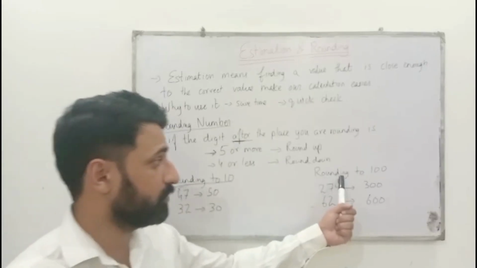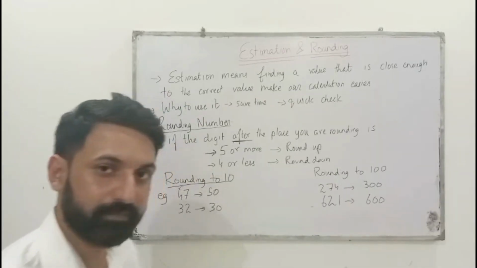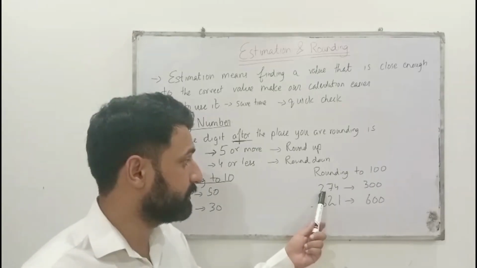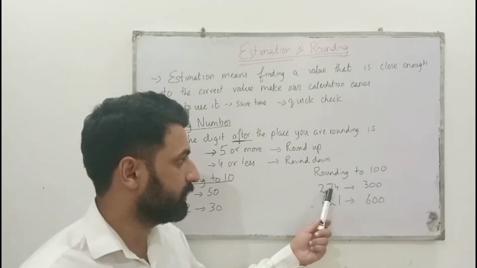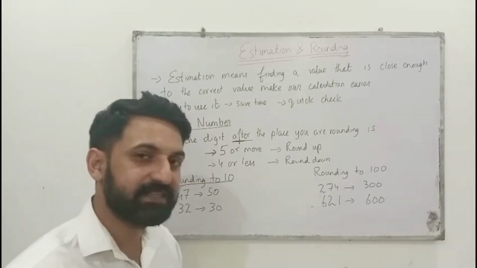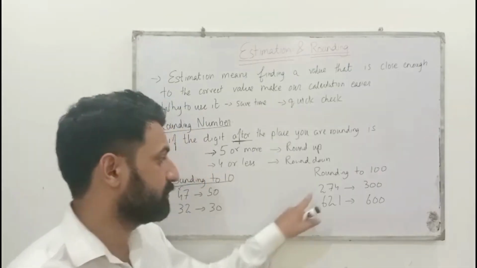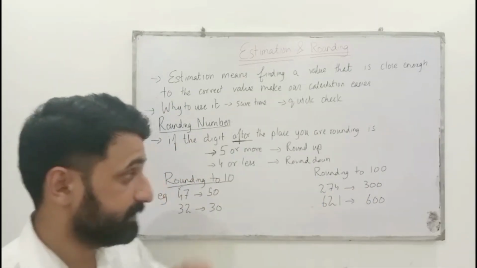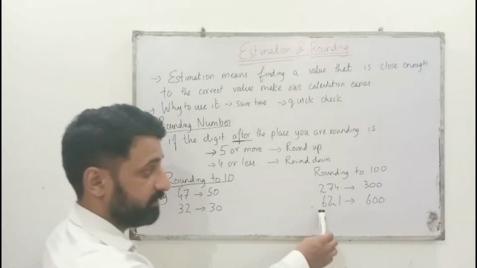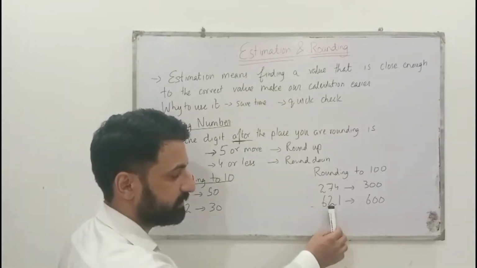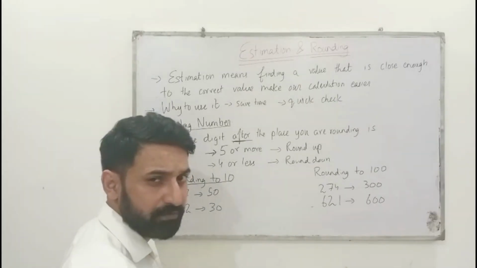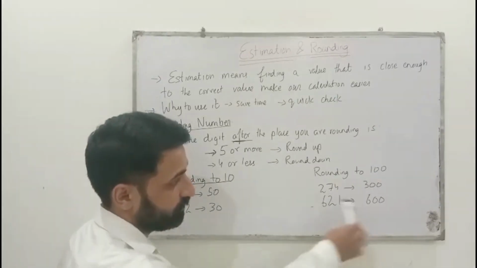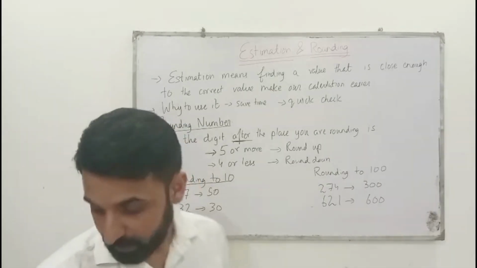Now we will talk about rounding to 100. Here you see, this is the hundreds term, and after that, there is 7. Is 7 greater than 5? Yes. So 274 becomes 300. In the second example, this is the hundreds term and the next is 2. Is 2 greater than 5 or less than 5? That is less than 5, so it will become 600.